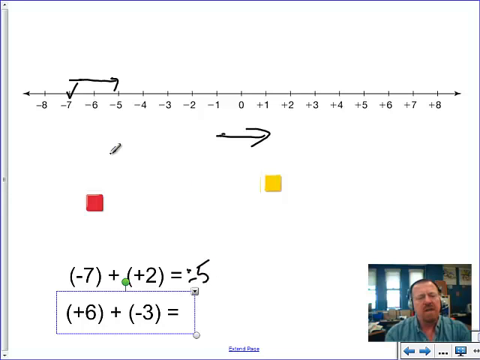Okay? Think of it. It's -7 degrees outside on a winter's day. It warms up 2 positive degrees. We go to -5. You're with me so far? Good. But it works the other way too.